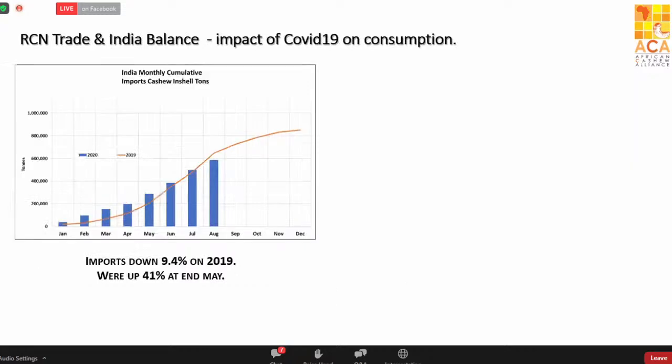Let's have a look at the situation in India. India's imports, having started the year very strong, because they had major imports from Tanzania earlier in the year.